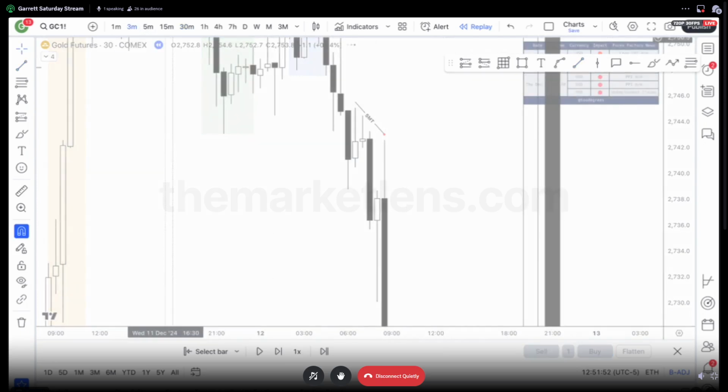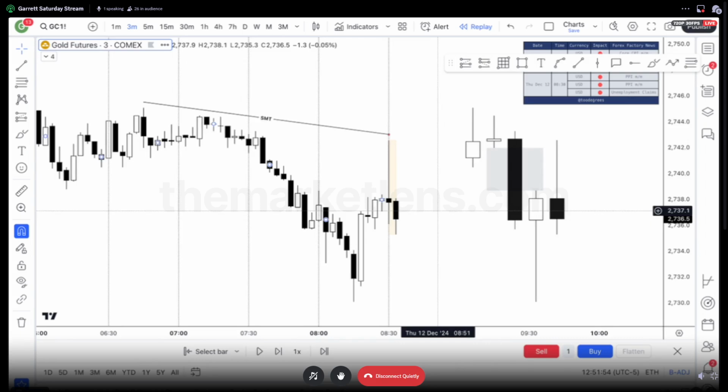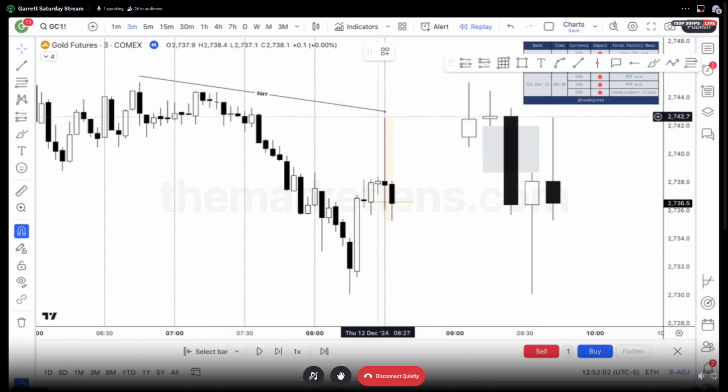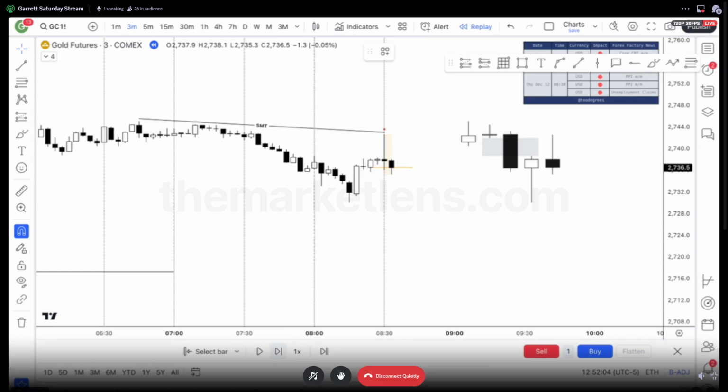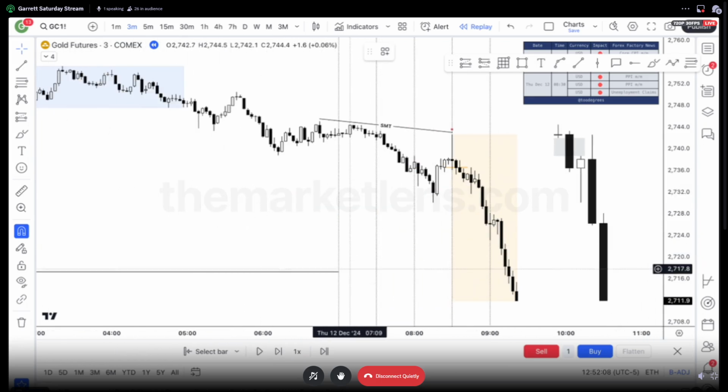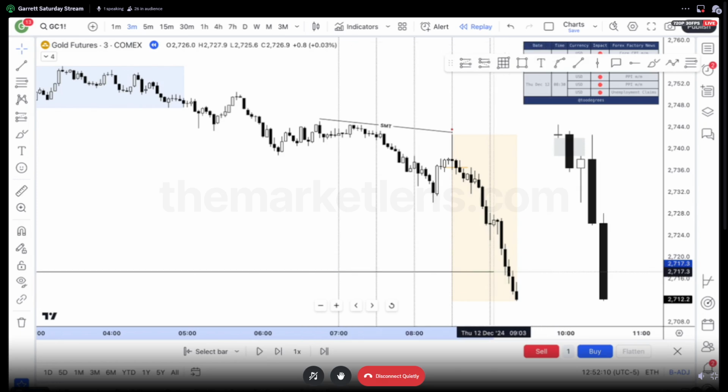So when I drop down to the 3-minute chart, this is what I entered on right here. Validating this as a protected high. And then I just took this lower, right? Into this low, right?